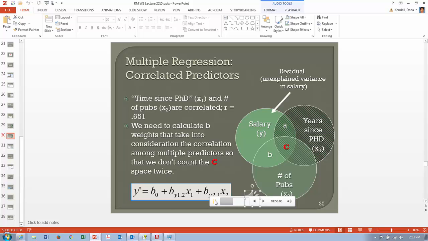Time and publications are correlated higher than I had surmised earlier. So there it is, 0.65, and now we've got to calculate the formula down below. It's very similar to the one we had before.